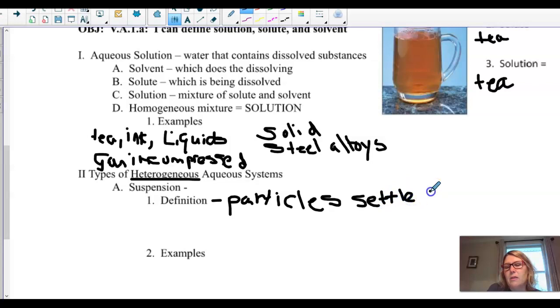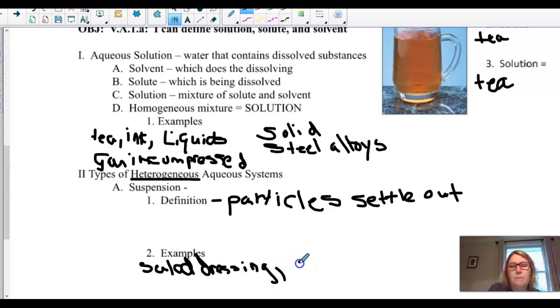So examples of this would be salad dressing, because you have to shake salad dressing, especially Italian salad dressing. Another thing that you have to shake is paint. The paint particles settle out. Nail polish, you have to shake that.